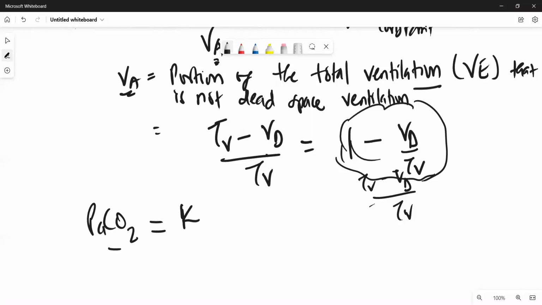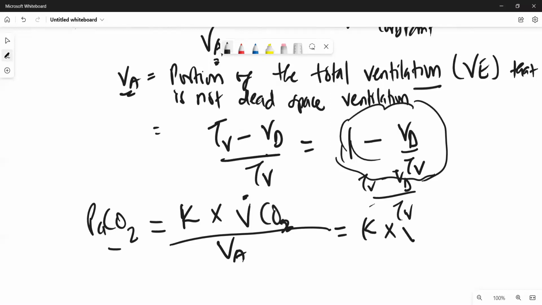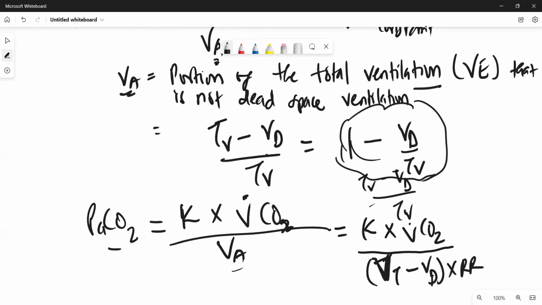So like we said earlier, PaCO2 equals CO2 production divided by VA. And this same formula will also be equal to our K multiplied by VCO2, divided by, remember we mentioned our alveolar ventilation earlier, which is going to be our tidal volume minus our dead space, multiplied by respiratory rate. And then let me just change this so that we don't get confused.